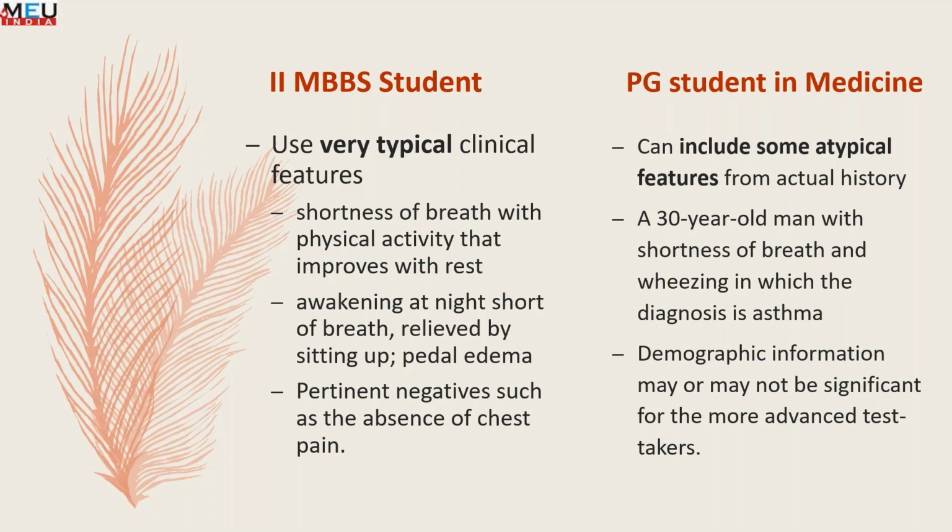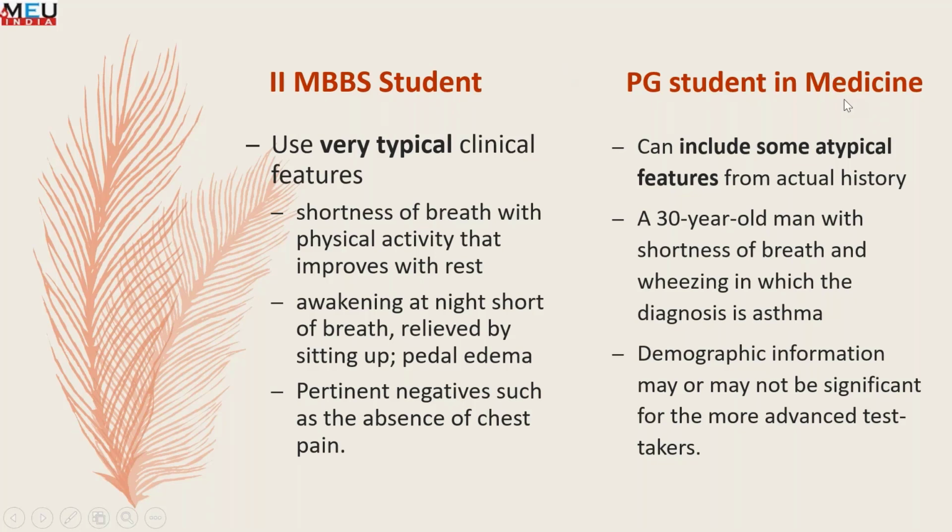So if I want to talk about heart failure, I will simply talk about shortness of breath, which improves with rest and increases with physical activity, or I can talk about PND, that is, he's getting up in the night with shortness of breath, and if he sits up, he's feeling better, or I can say he's not got chest pain. So these are typical features. I will not complicate them with what are called red herrings, where I would divert and confuse the student in an undergraduate.